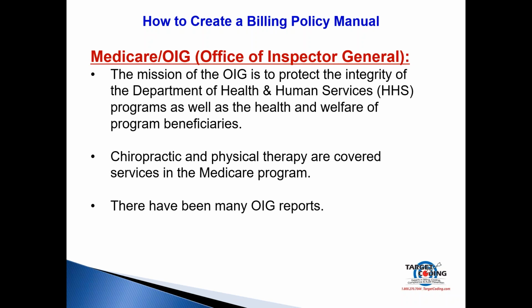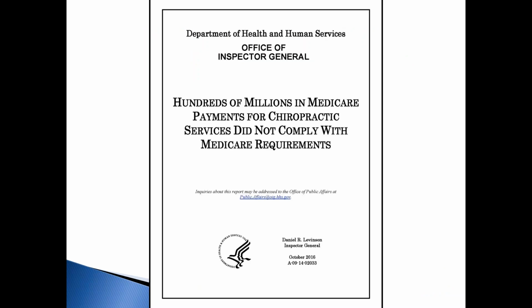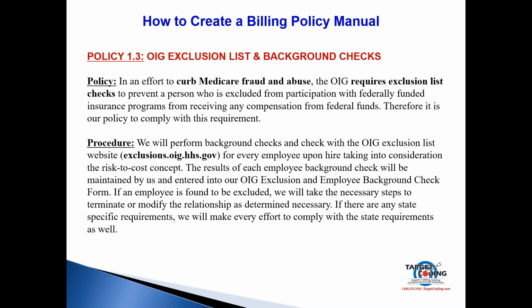So they do evaluations and reports and data analysis. And there have been some reports on chiropractic over the years which are not fun to read. Hundreds of millions in Medicare payments for chiropractic did not comply with Medicare requirements. So it's not a good thing, as far as a PR perspective, to see something like this. So Medicare wants providers to be proactive. So if you see Medicare patients, you are required to go to the OIG exclusions list.